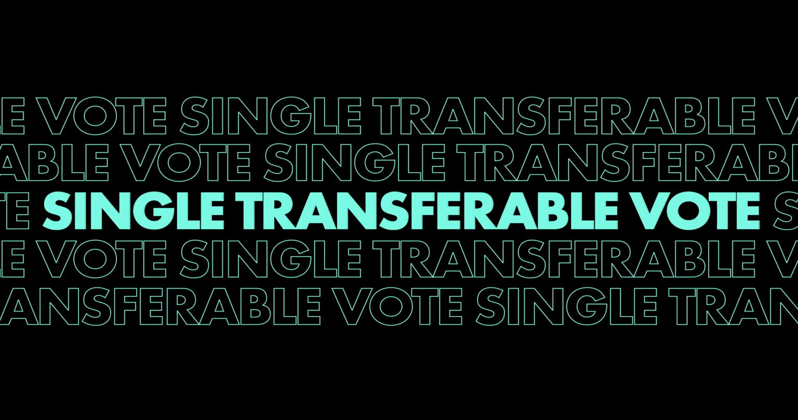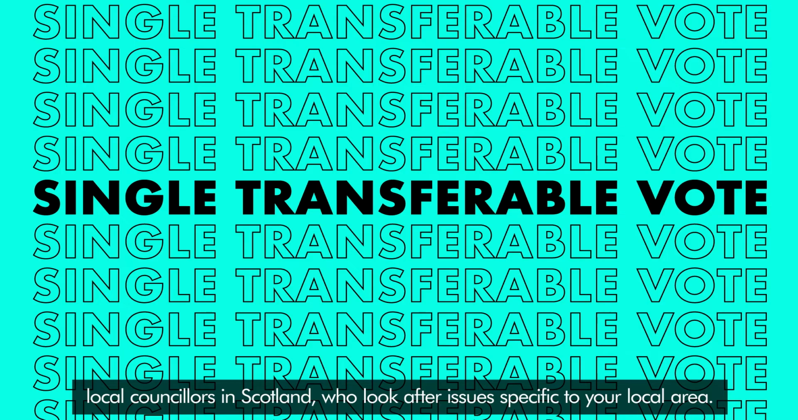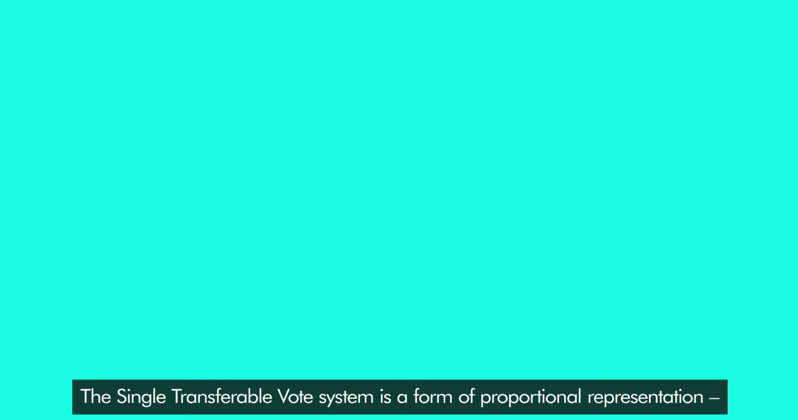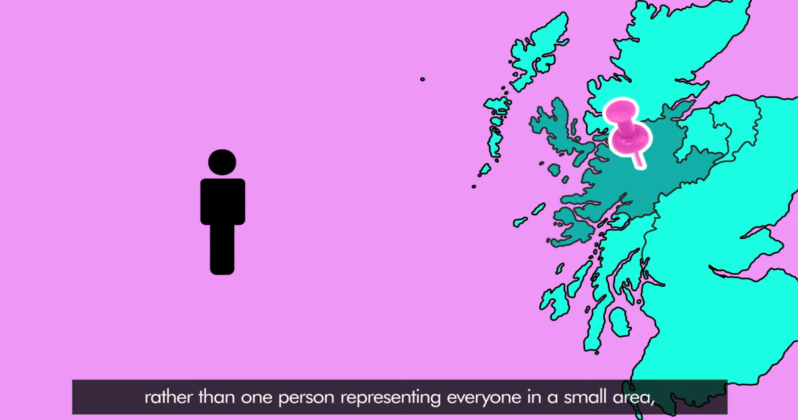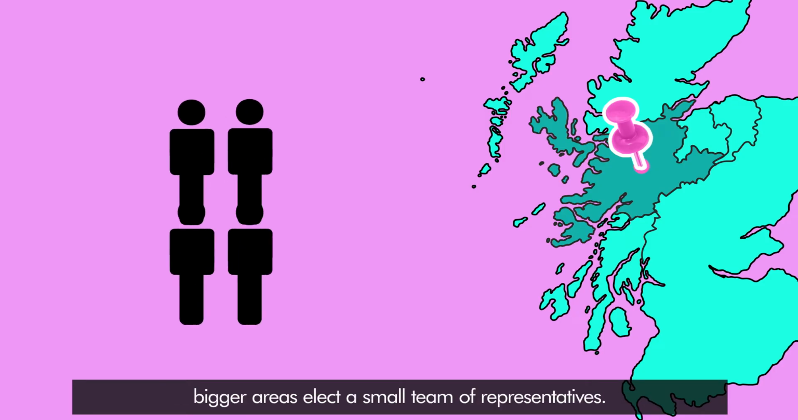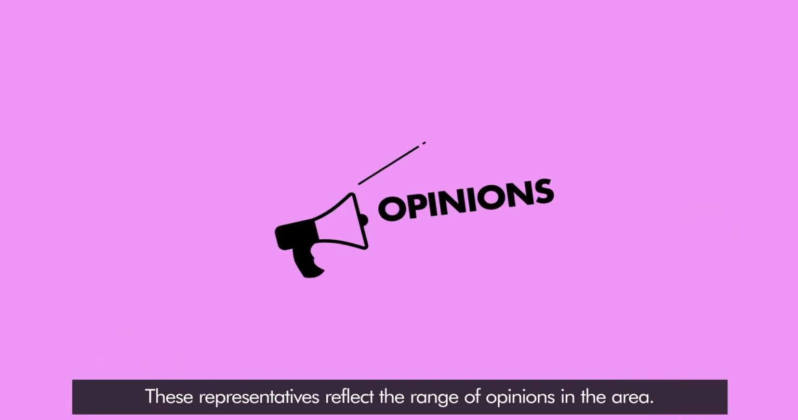Single Transferable Vote. We use a voting system called Single Transferable Vote to elect local councillors in Scotland who look after issues specific to your local area. The Single Transferable Vote system is a form of proportional representation. Rather than 1 person representing everyone in a small area, bigger areas elect a small team of representatives. These representatives reflect the range of opinions in the area.